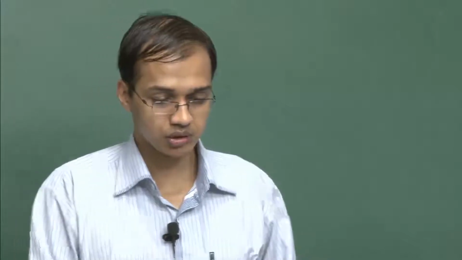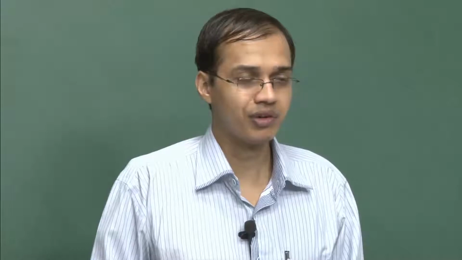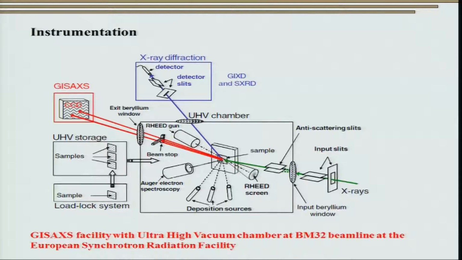Okay, so now let us have a look at the instrumentation part. Up till now, when we talked about instrumentation of X-rays, I hope you know what is needed. But having said that, one thing that needs to be remembered, as I had already mentioned, is that for grazing incidence small angle X-ray scattering, almost always a synchrotron is needed. And therefore, I am showing a schematic of the grazing incidence small angle X-ray facility with an ultra high vacuum chamber at the BM32 beamline at the European Synchrotron Radiation Facility.